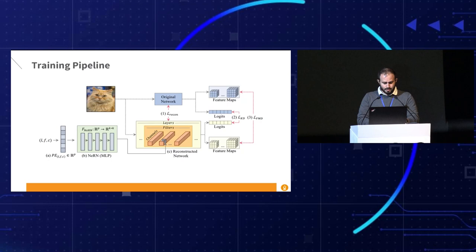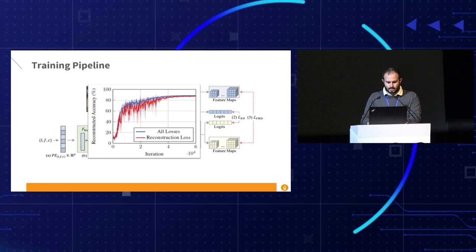The logits are compared using the standard knowledge distillation loss, which is basically the KL divergence between the logits, and the feature maps are compared using an L2 distance between the feature map tensors. I'll skip the loss term formulas due to the lack of time, but I will show that empirically we can see that the knowledge distillation losses stabilize the training process and allow for better and also faster convergence. This is shown in more detail in the paper.